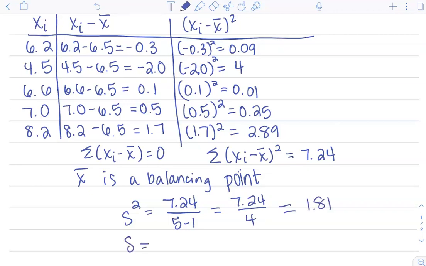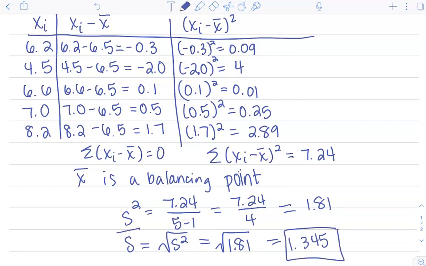And then to get the standard deviation, which is usually what we're interested in, it's that average spread from the mean, you do take the square root of that value. And the square root of 1.81 is 1.345. So there's our standard deviation S. Our sample variance is 1.81.